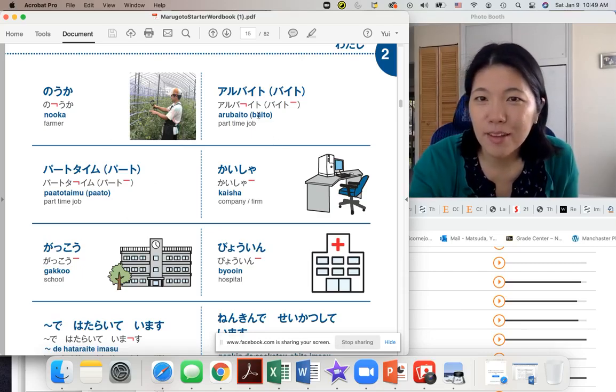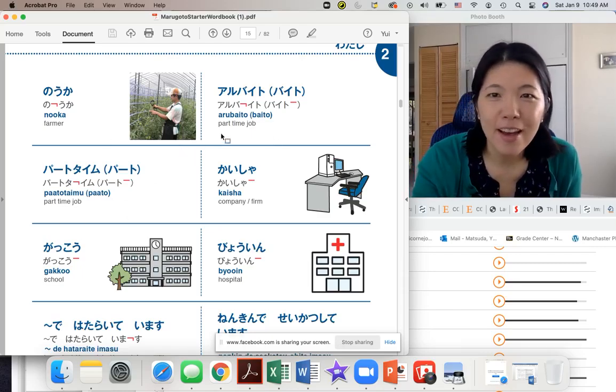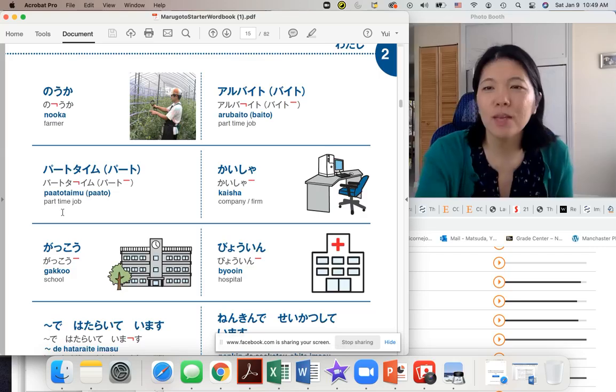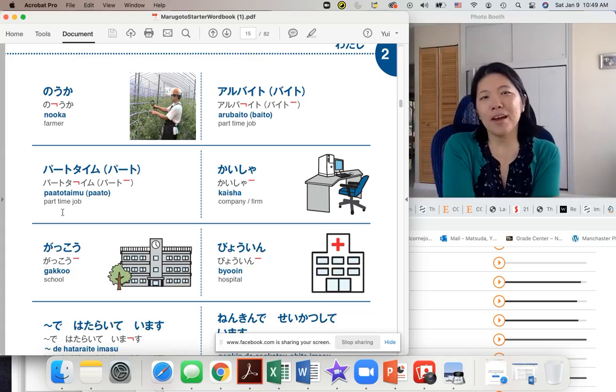This also has, you can see アルバイト. This is part-time job. This one's also part-time job. This is パートタイム or パート. Then how to distinguish it? I was thinking about that.